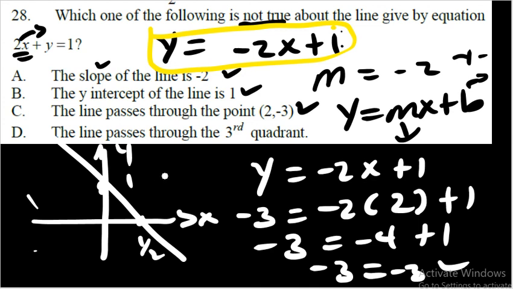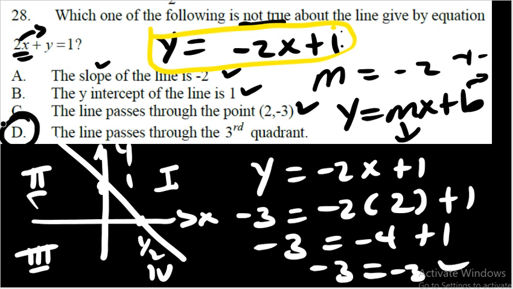By the way, there are 4 quadrants. This is the first quadrant, the second quadrant will be here, this is going to be the second quadrant, and here is the third quadrant. This is going to be the fourth one. So the line necessarily has to pass through the first, the fourth and the second quadrant. It can't pass through the third quadrant. So the answer will be D.